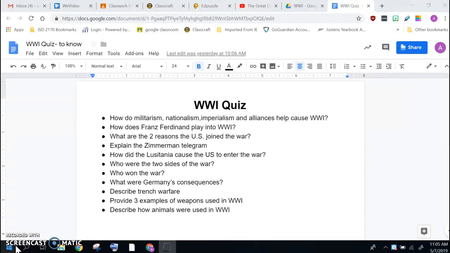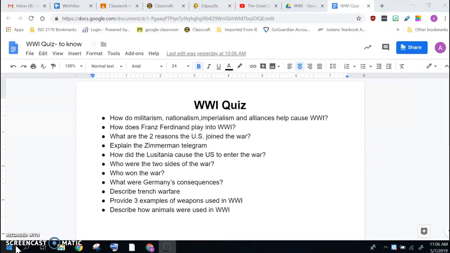What were Germany's consequences? Germany had some pretty harsh consequences after the war. The League of Nations was made. They had the Treaty of Versailles, and all of the Allied powers come together to decide Germany's fate. They ended up having to pay money, which was called reparations. They had to significantly decrease their military. They could not have any tanks or U-boats or submarines. So they had some pretty strict rules that were placed on them after World War I.